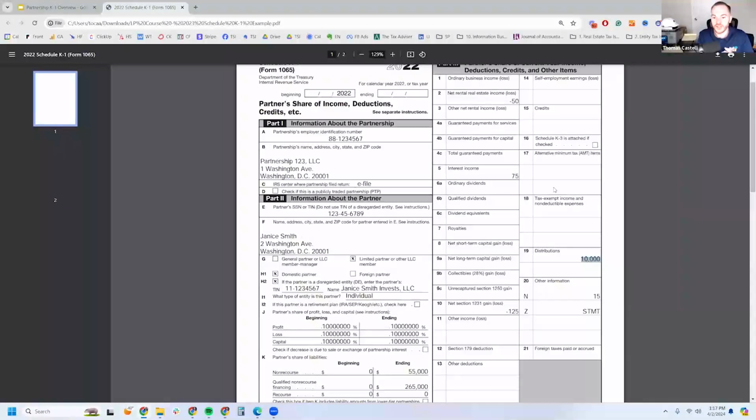I know we get a lot of questions on that specifically. So box 2 is what's going to be taxable or not, depending on if it's positive or negative, and box 19 is typically not taxable.